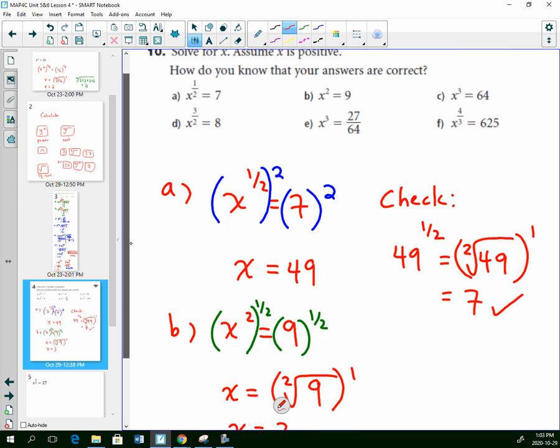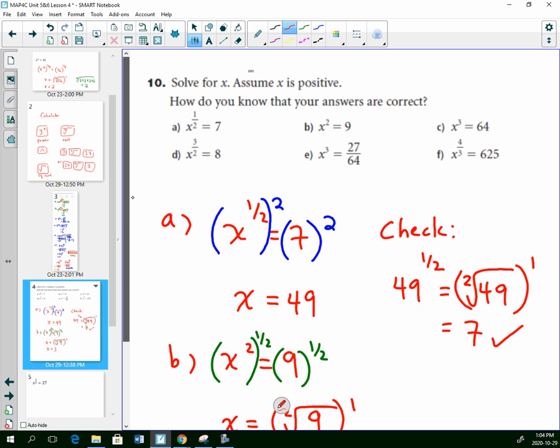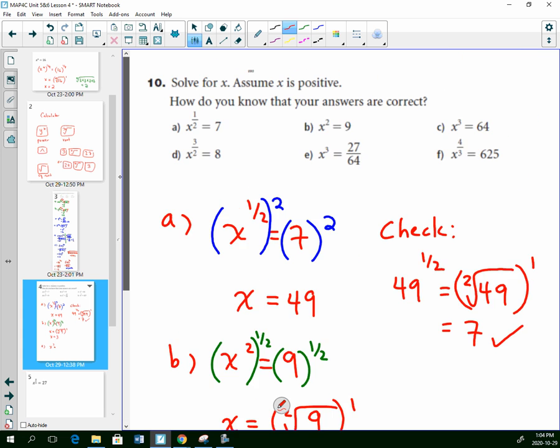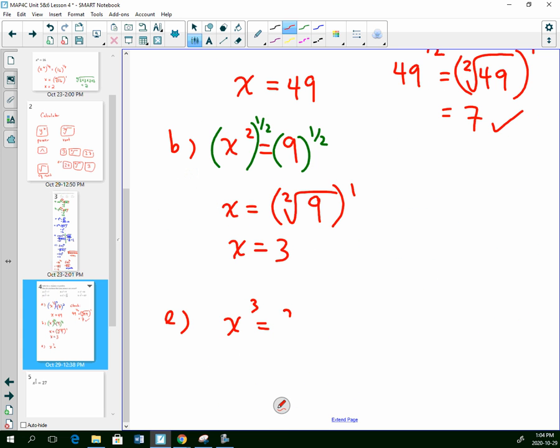Okay, so whatever exponent you have, you want to do the reciprocal. So I'm just going to skip over to 3e. So you can do the ones that I don't do. So it's x to the power 3 equals 27 over 64. So if I want to solve for x, I'm going to do the reciprocal of 3, which is 1/3, and do the same to the other side.